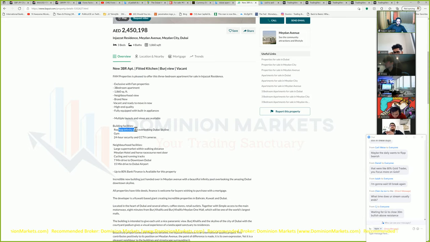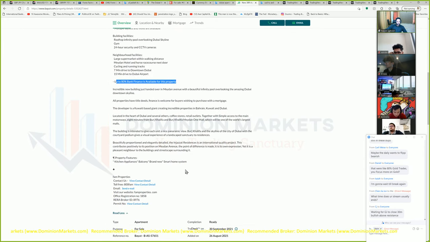Rooftop infinity pool overlooking Dubai skyline. 7-minute drive to Dubai downtown, 15-minute drive to the airport. 80% bank financing available. Who needs financing when you can pay cash?